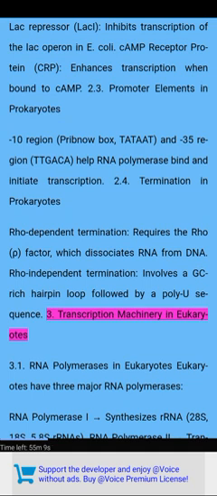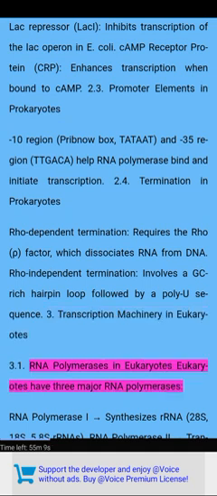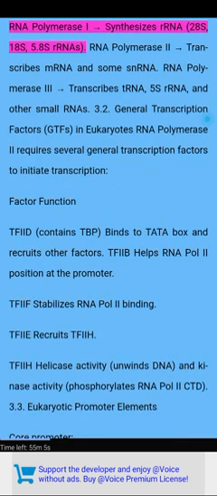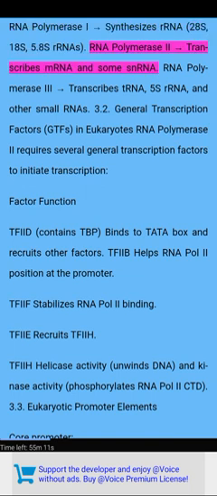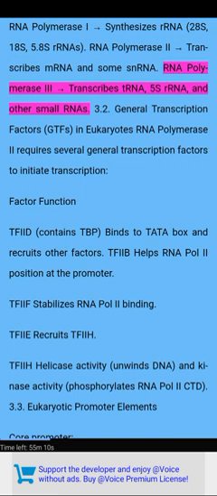3. Transcription machinery in eukaryotes. 3.1. RNA polymerases in eukaryotes. Eukaryotes have 3 major RNA polymerases. RNA polymerase I synthesizes rRNA: 28S, 18S, 5.8S rRNAs. RNA polymerase II transcribes mRNA and some snRNA. RNA polymerase III transcribes tRNA, 5S rRNA, and other small RNAs.